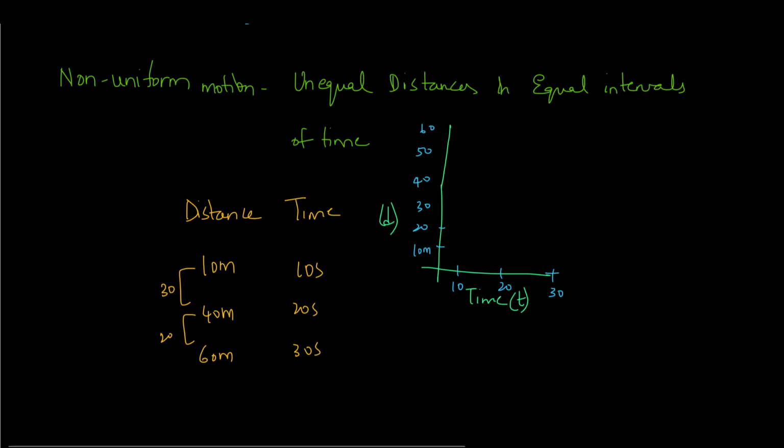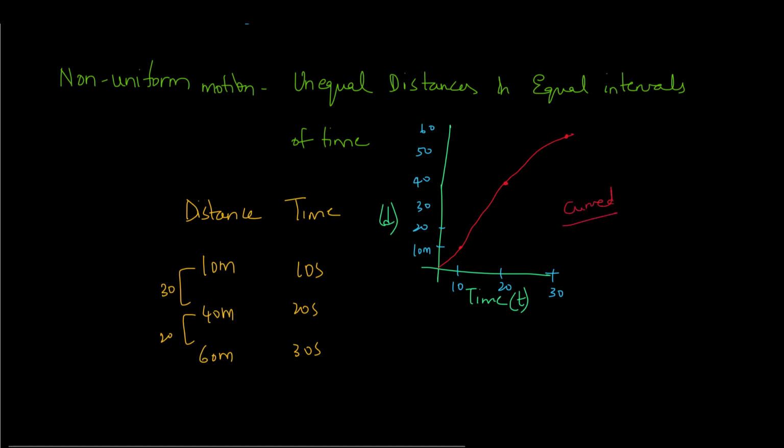Now let's plot. When we plot, we get 10 meter at 10 second. It is somewhere here. Next, 40 meter at 20 second, so it will be here. And 60 meter at 30 second, so it will be here. As you can see, the graph is a curved graph.